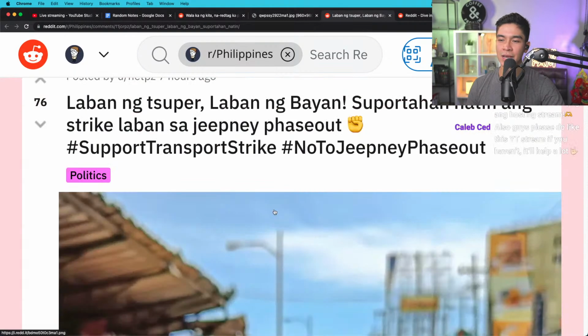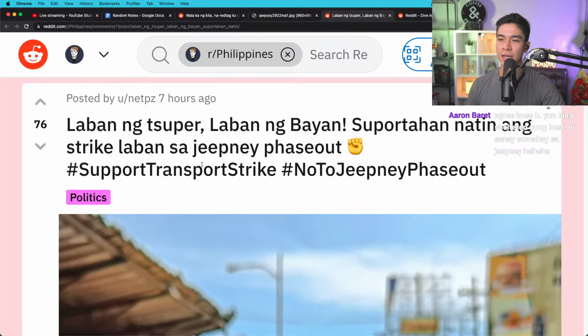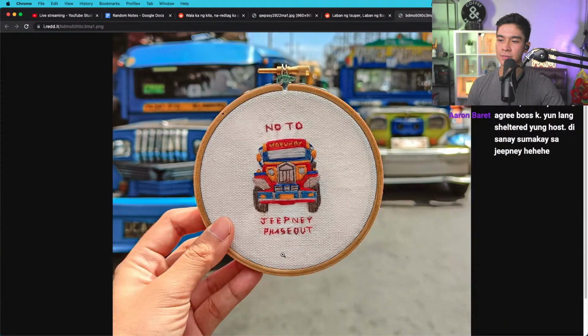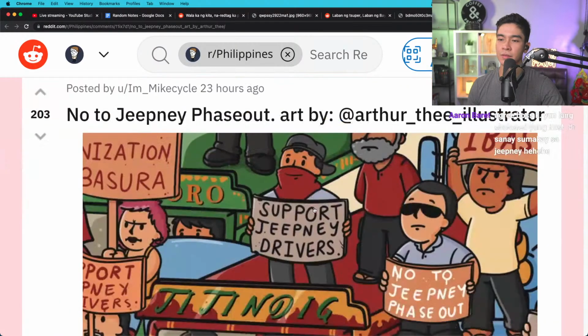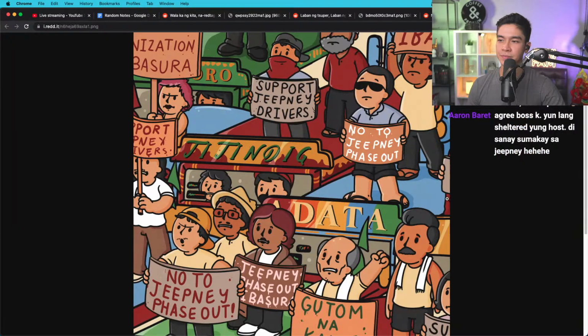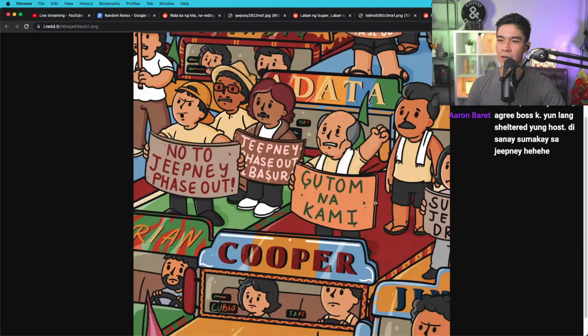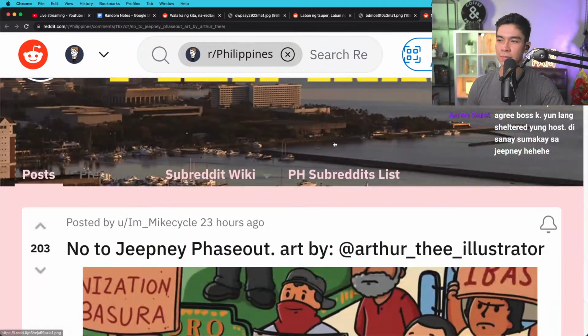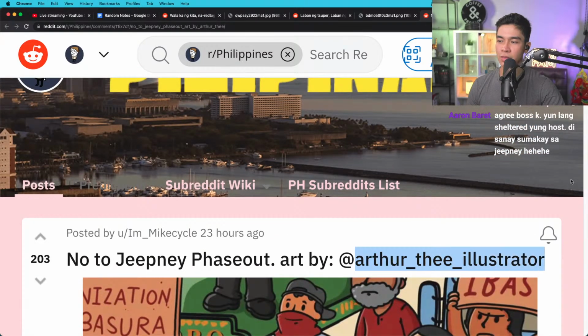That's one meme. Wala, 2 more memes. Laban ng tsyopera, laban ng bayan. So no to jeepney phase out. No to jeepney phase out. Another one here. Another meme. Art by Arthur the Illustrator. Okay. Wag naman sana yun yung takeaway.